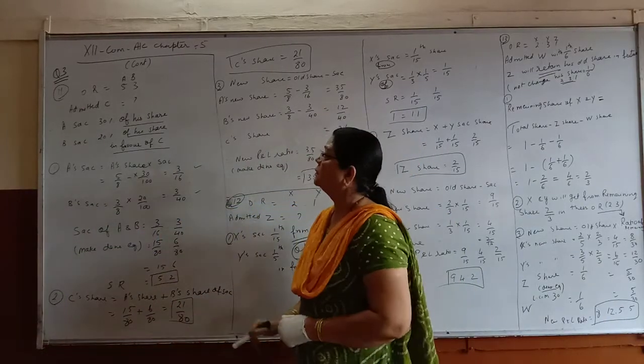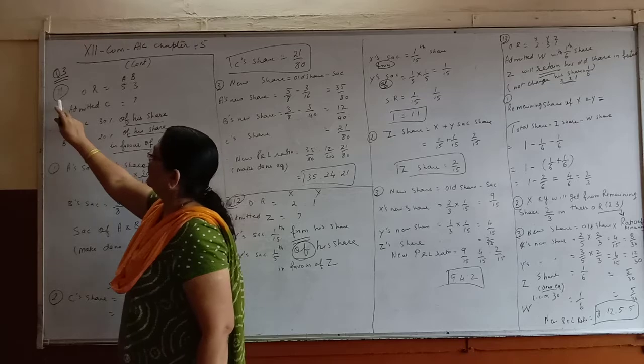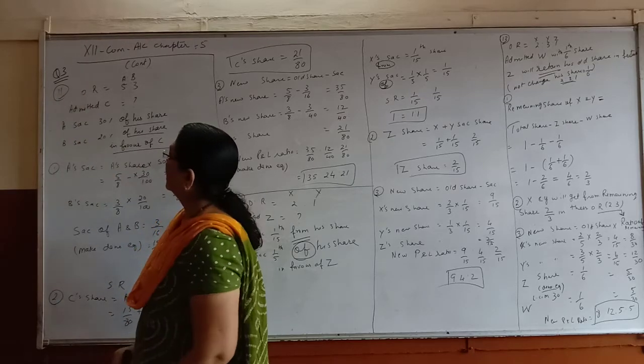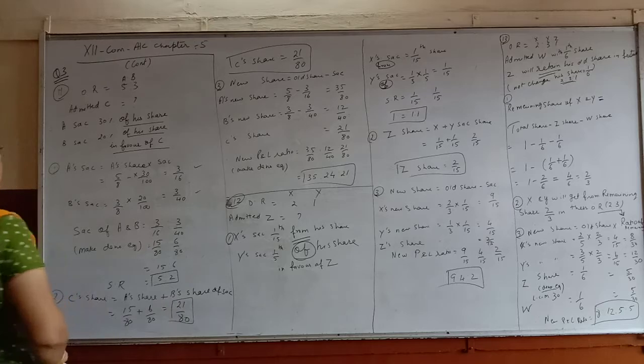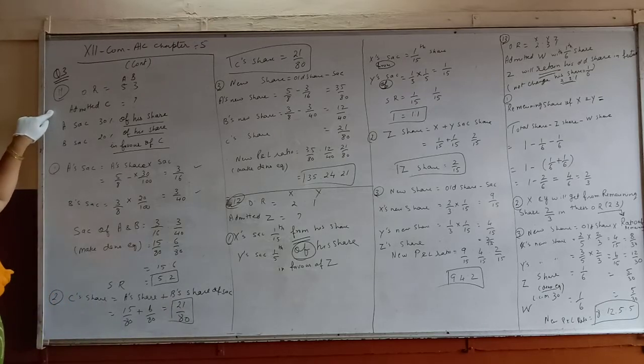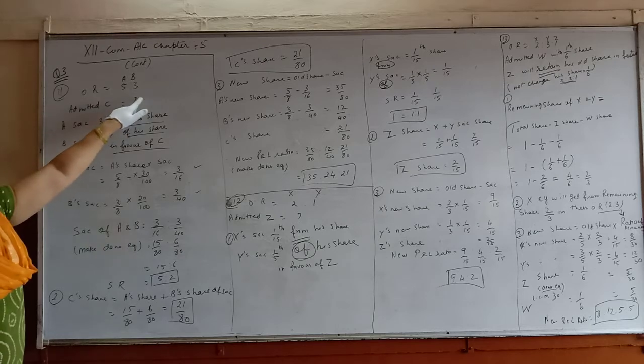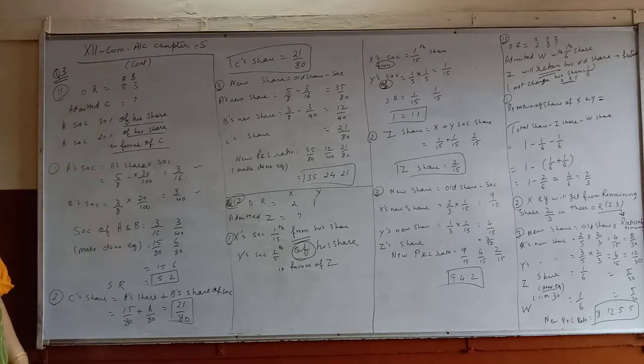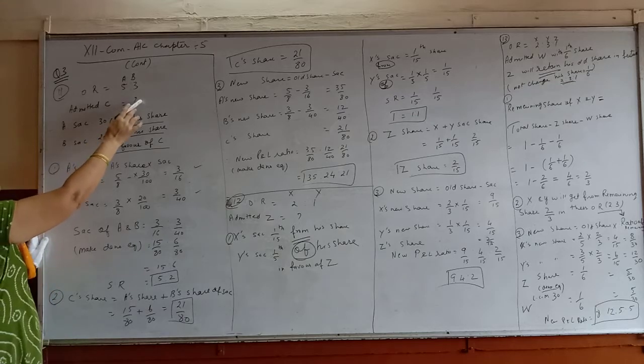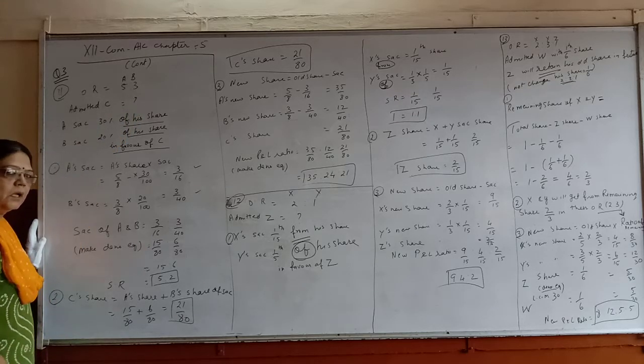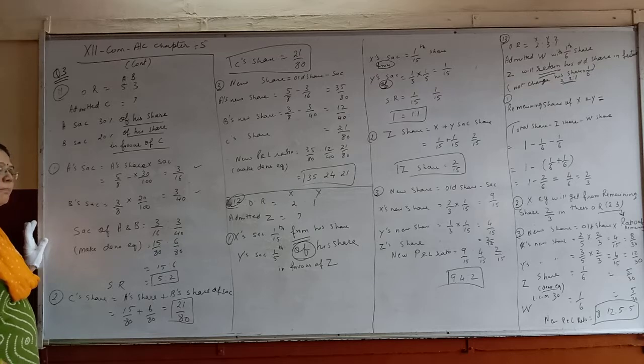Next question, question 11 of the third one. In this question also, it is the same as the 10th question, in which the partner who is admitted, his share is not given. So what will be his share? The sacrifice of the existing old partners. Whatever the old partners sacrifice will be the share of the new partner. So here also, children, same as 10, we have to find the share of the new partner.